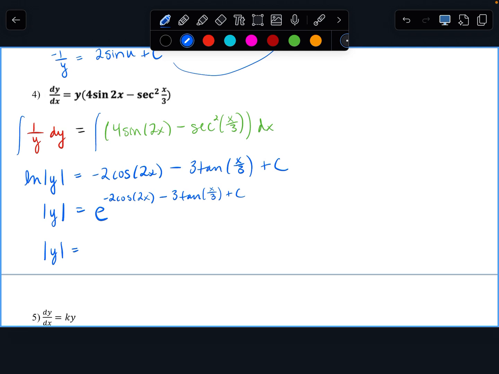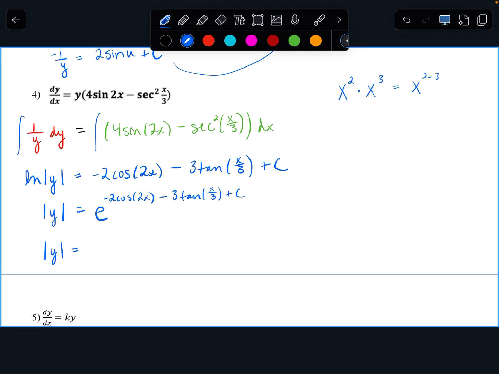Remember the exponent rules. If you had x squared times x to the third, that's x to the fifth, right? You add them. So what you're going to do is separate it.